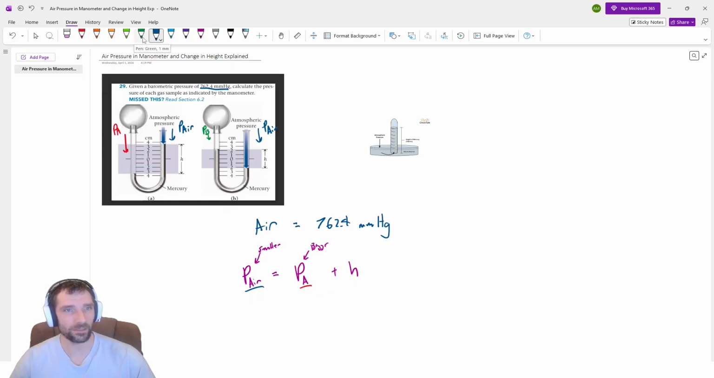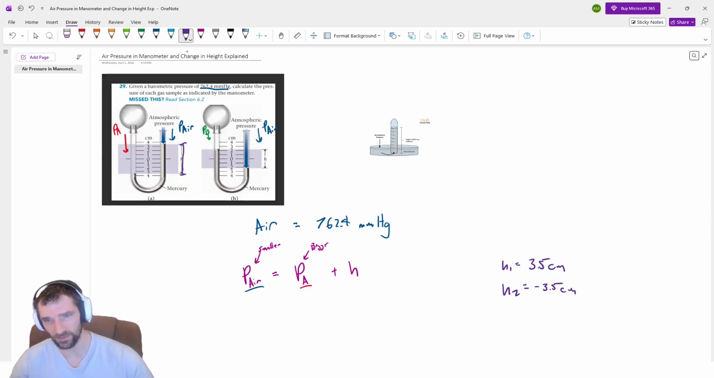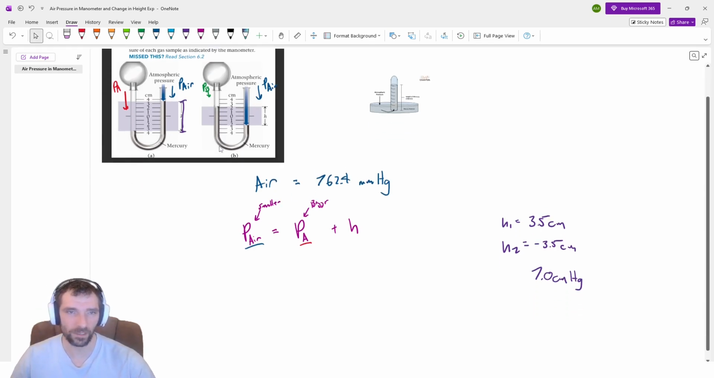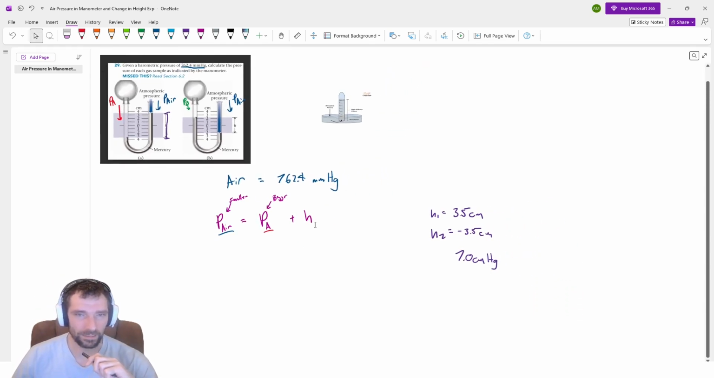In the context of the problem, this change in height value is given in centimeters. So it looks like you could say height 1 is 3.5 centimeters, and height 2 is negative 3.5 centimeters. So that change in height has a magnitude of about 7.0 centimeters of mercury. And we can see that it should be bringing this number down.